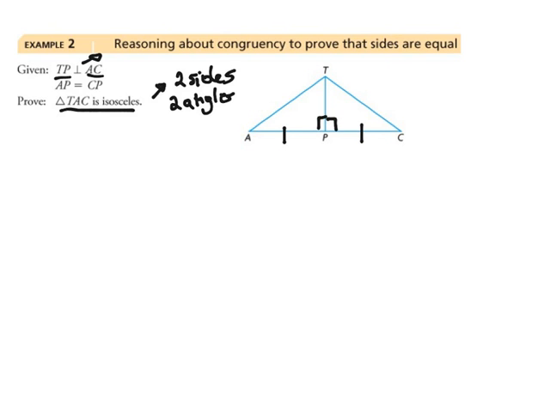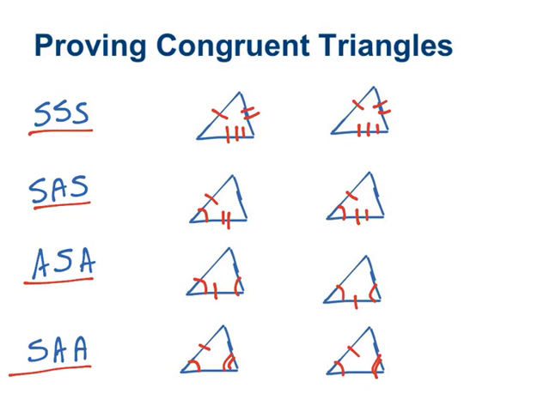So there are a little bit more steps just after proving congruencies. So what can we prove exactly? Well, we know that we have a side, and we have a side as well, and we have an angle, and we have an angle. But SA is not enough for us to prove anything. Remember, we have to have SSS, SAS, ASA, or SAA to prove congruent triangles.